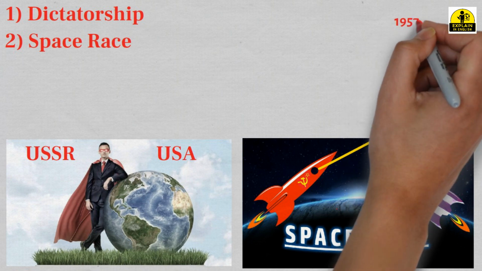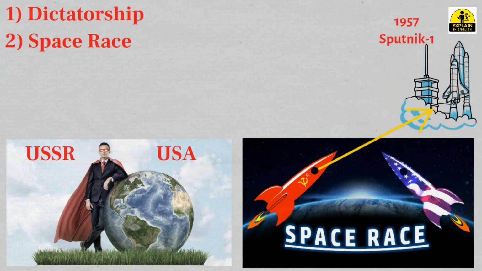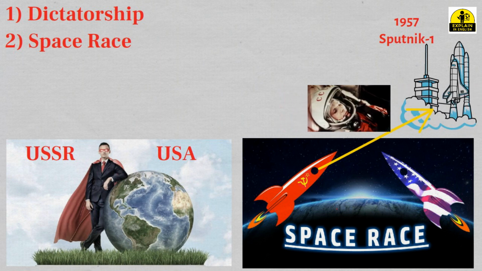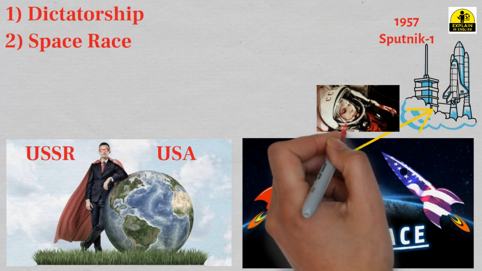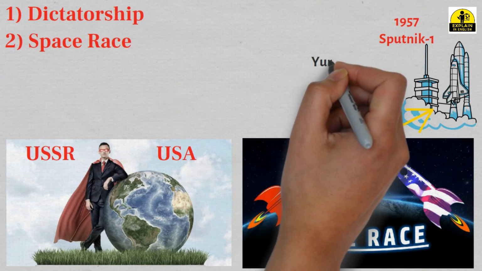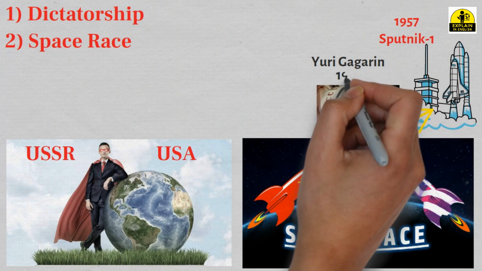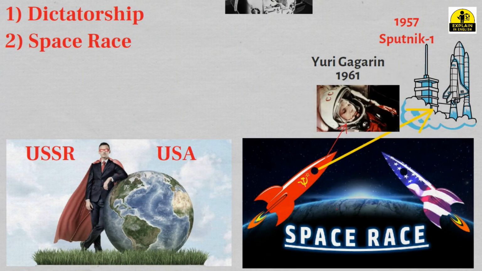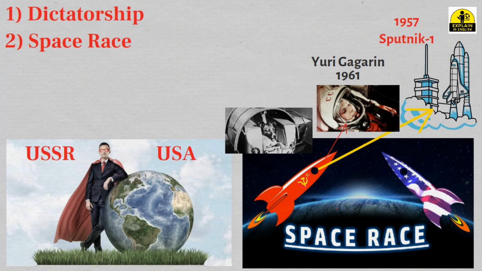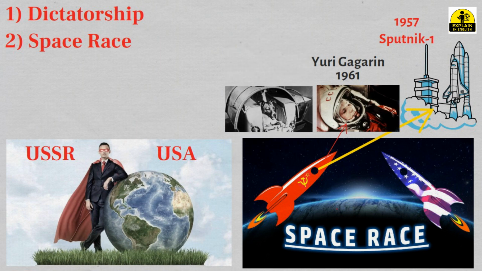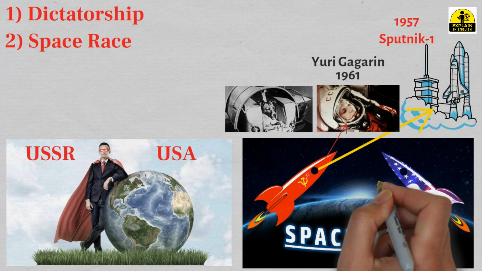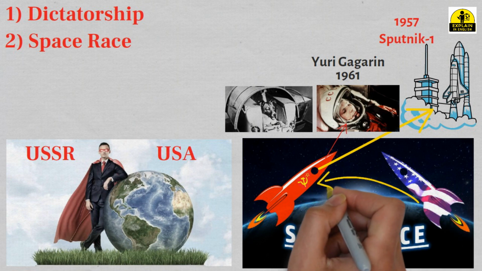In 1957, the Soviet Union launched Sputnik 1, the first satellite in history, into space. Then the USSR also sent the first human being to space. The world's first human to go to space was Yuri Gagarin of the USSR, who went in 1961. Then, the USSR also won by sending the first animal, a dog named Laika of the USSR, to space for the first time. That means the USSR was much ahead of America in everything.